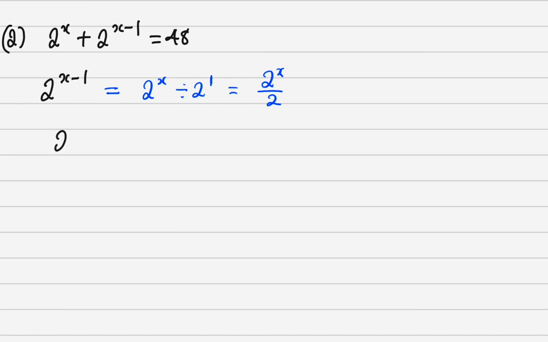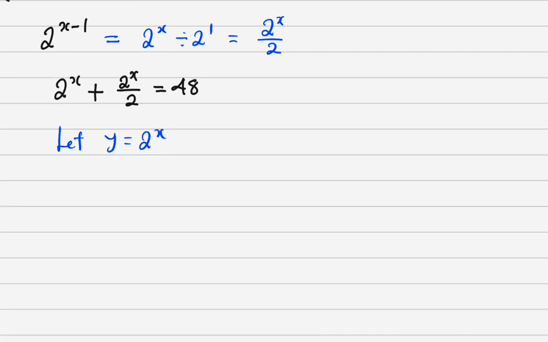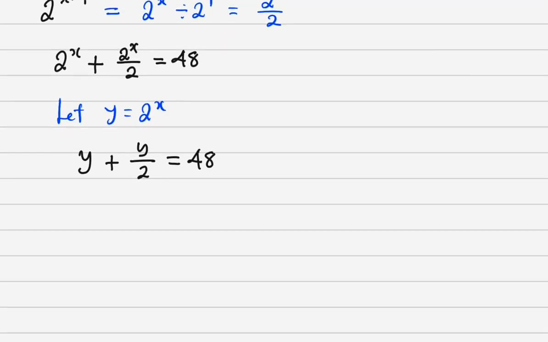All right. Since I have it this way, I'm going to replace it. So I'm going to have 2 raised to power x plus 2 raised to power x all over 2 is equal to 48. Now, I can say let y be 2 raised to power x. So substituting it, I'm going to have y plus y over 2 is equal to 48.